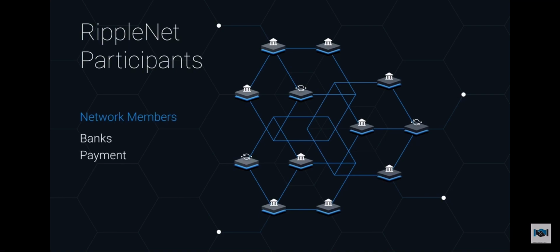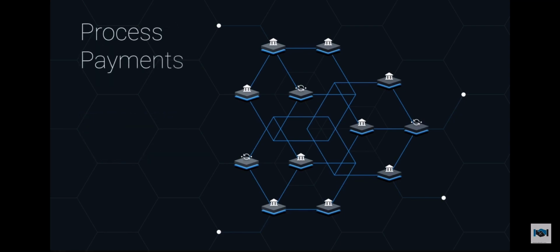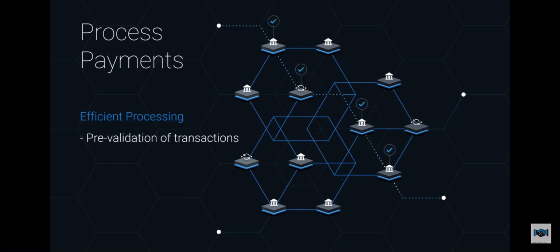These are banks and payment providers that serve as the foundation of the network as they process payments and source liquidity. Network members process payments through real-time settlement with bidirectional messaging. With RippleNet, banks and payment providers can process payments more efficiently through the pre-validation of every transaction to eliminate failures and through rich data attachments for every payment.